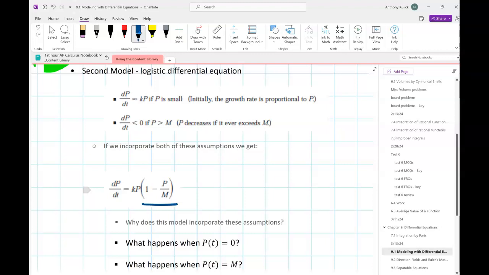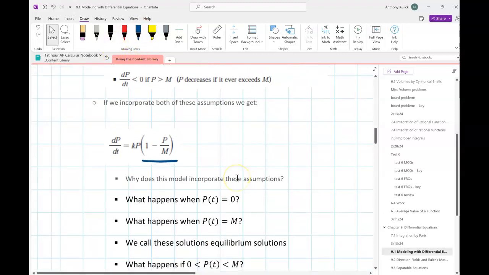If P becomes greater than M, P over M is now greater than 1. 1 minus P over M is a negative number. That's now going to make your growth rate negative, which is what we want it to do. If you get up above the carrying capacity, population needs to start decreasing because you're out of resources or out of space or whatever. Does everybody feel good about how that's describing exactly what we want it to do, right? Okay.